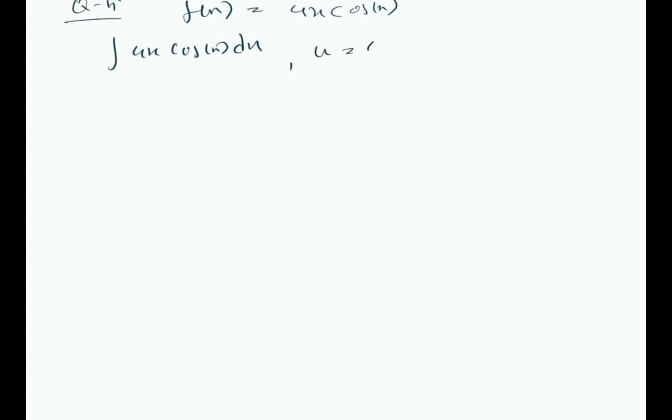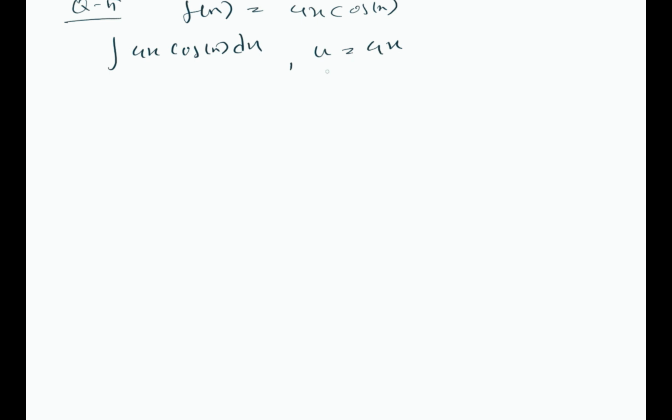Question 5. For question 5, we have a function which is f of x is equal to 4x times cos of x. So integral of this function is integral of 4x cos of x dx. Now we need to start with our integration by substitution. So let our u be equal to 4x, right?